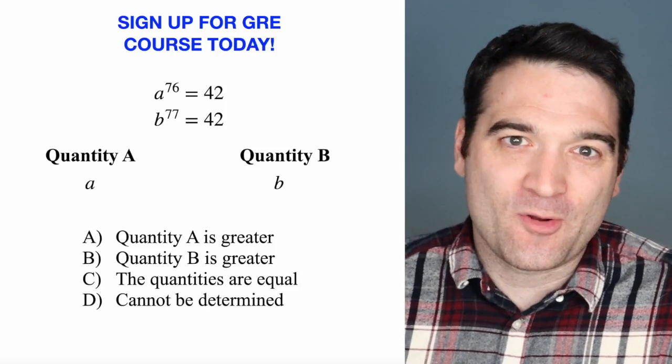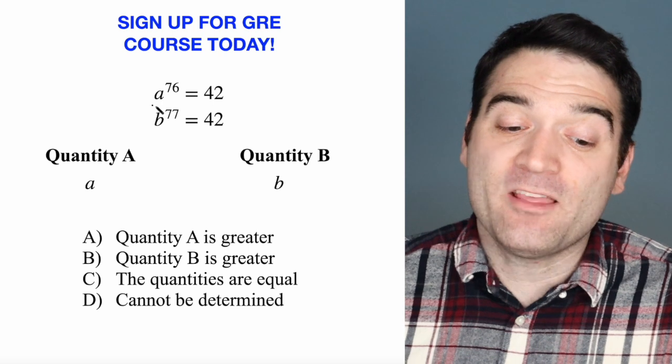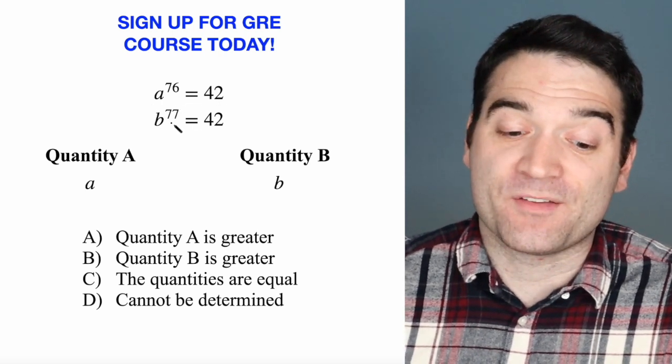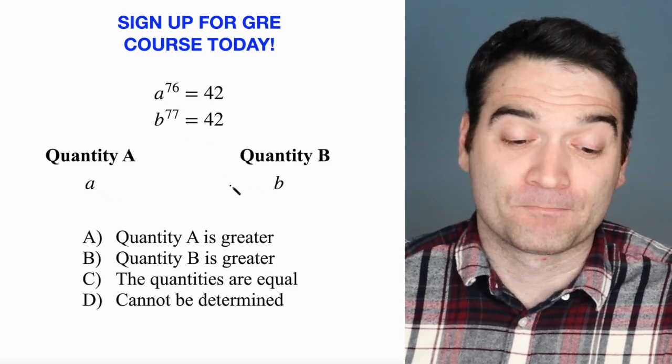Here's a GRE algebra question. Let's take a look. So we have these two statements here, right? A to the power of 76 equals 42, and B to the power of 77 equals 42. We want to figure out which one is greater.